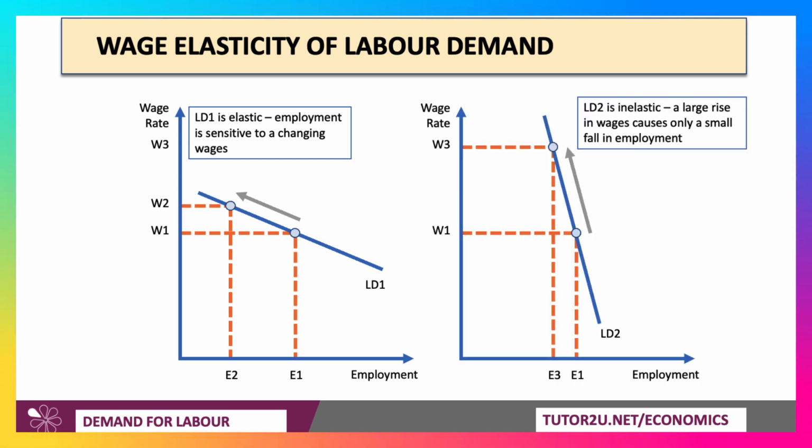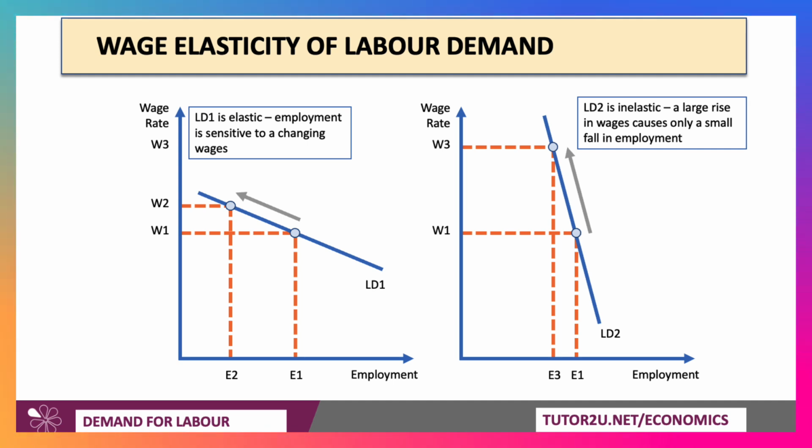Whereas this diagram shows a wage inelastic labour demand curve. And here, a large rise in wage from W1 again to W3 causes only a relatively small fall in employment. So in this situation, where wages go up, the number of people employed only falls by a small amount.